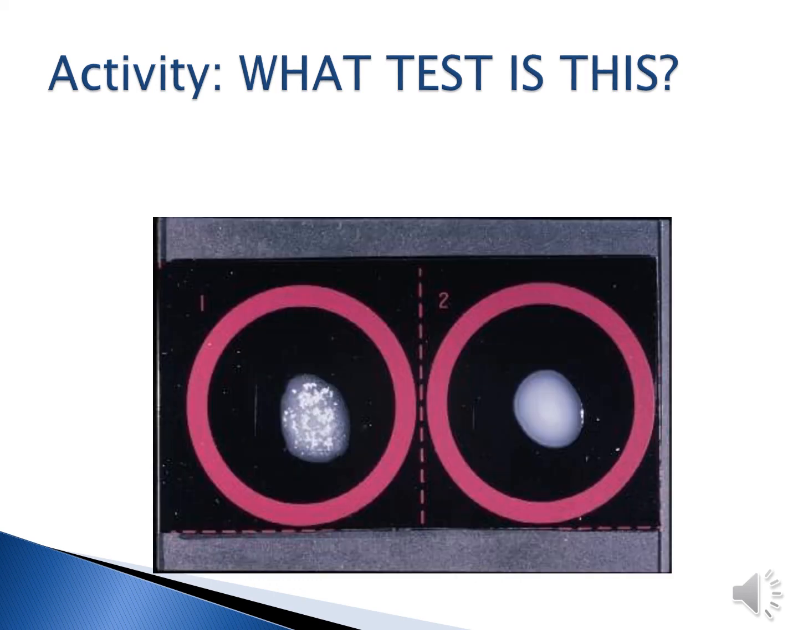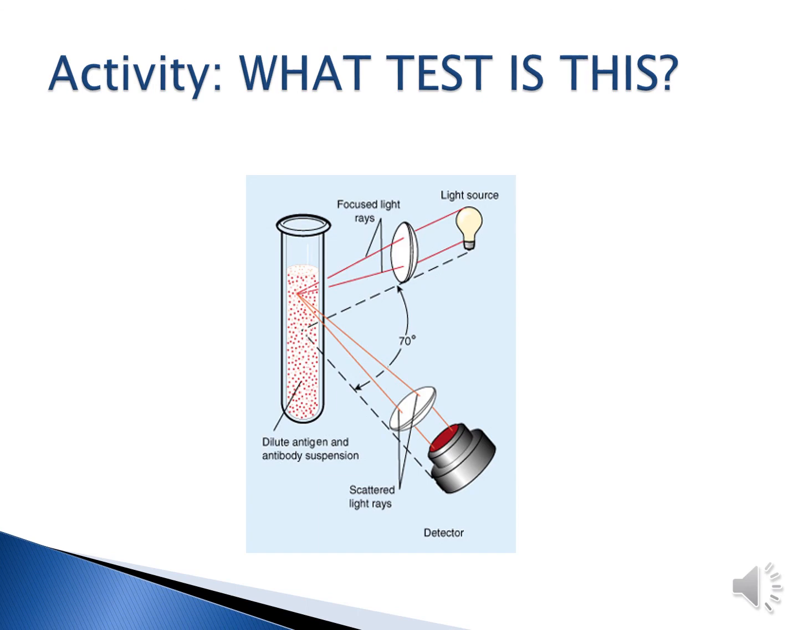What type of test is this? This would be agglutination. And what test is this? This would be nephelometry. Remember, nephelometry is the measurement of side scatter, the light side scatter. Turbidimetry is direct, so the light source would be directly in front of the detector.